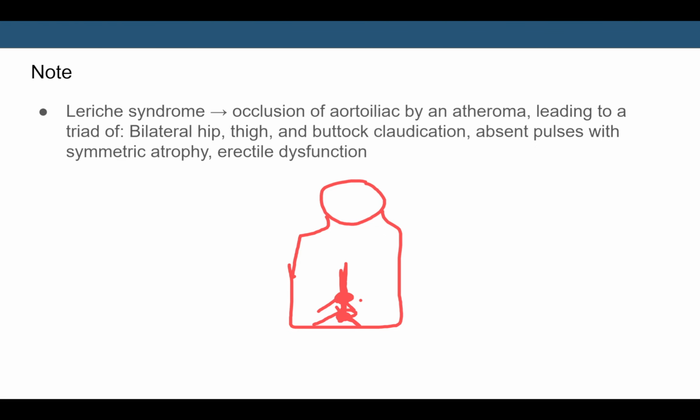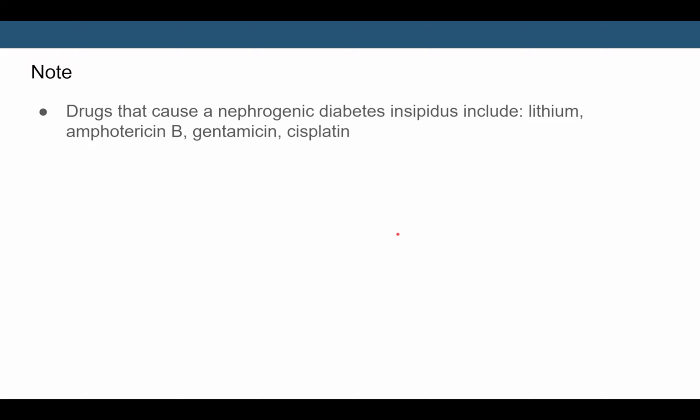You have to also know that drugs that cause a nephrogenic diabetes insipidus, that means it doesn't respond to vasopressin, they include lithium, which is very important, amphotericin B, also very high yield, and gentamicin and cisplatin. So lithium and amphotericin are very high yield. Gentamicin and cisplatin are also important but less high yield.